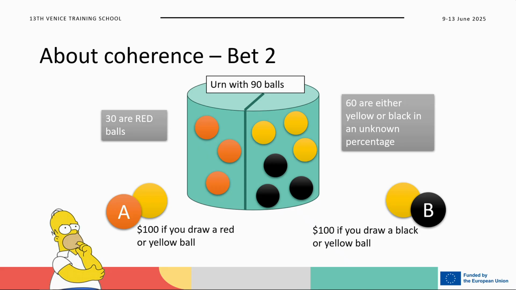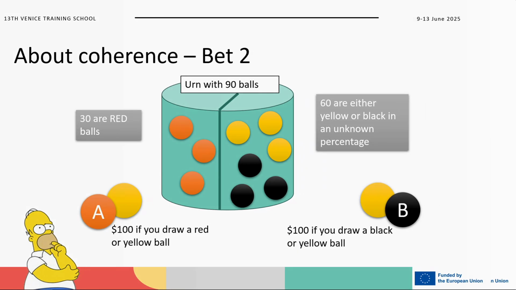So again, luckily, it worked. You notice most of us, me included, would have changed bet to bet B. But let's see, have we been coherent? These are the two bets.